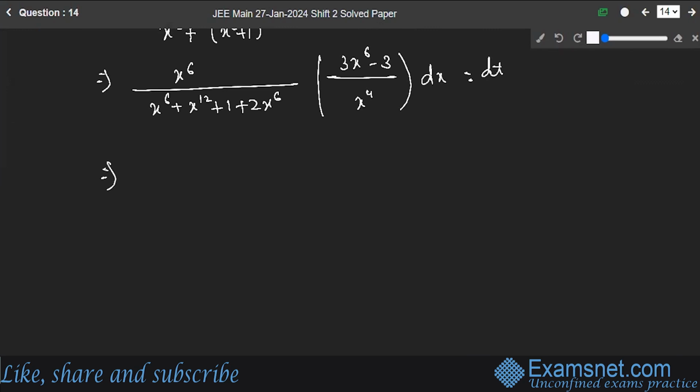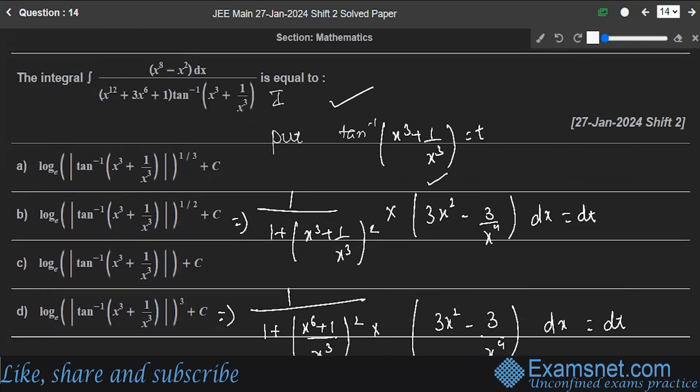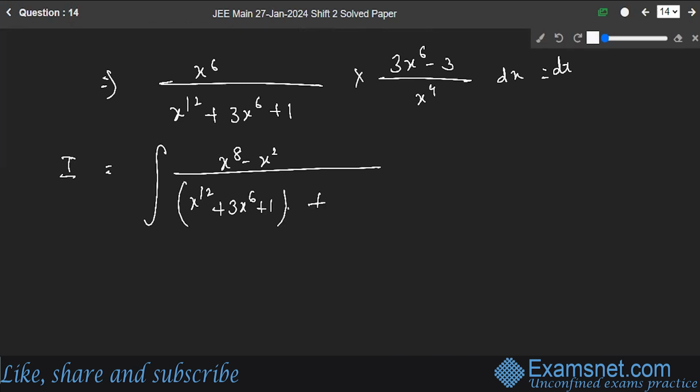Or let's just concatenate the terms. This will be x power 12, 3x power 6 plus 1, 3x power 6 minus 3 upon this, dx is equal to dt. Now let's get back to our integral. It was lying alone since so long. Now let's write it down once again. You have integral of x power 8 minus x square divided by x power 12 plus 3x power 6 plus 1, tangent inverse of x cube plus this, dx.